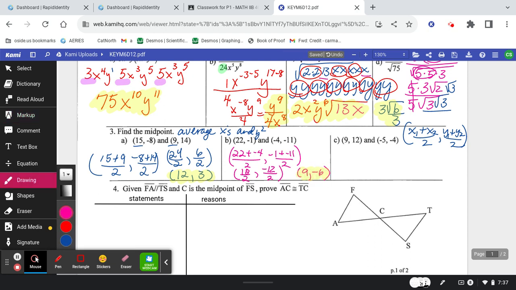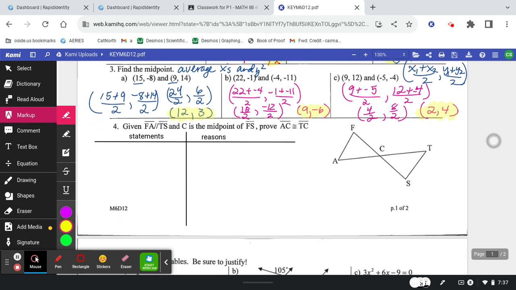Pause the video if you didn't last time. Do it now. 9 plus -5 over 2. 12 plus -4. That's going to be 4 over 2. That's going to be 8 over 2. 2, 4.